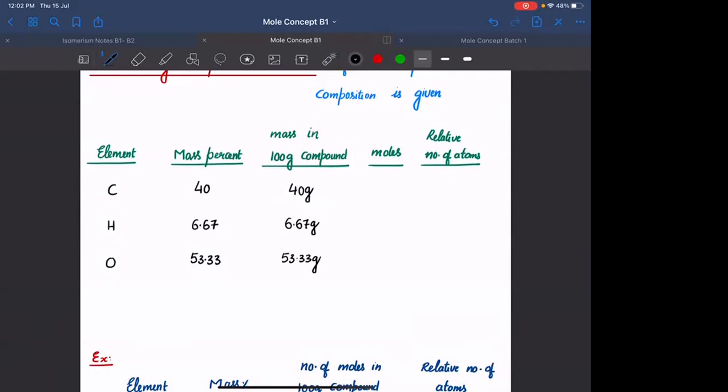What are the individual moles of it? This will be 40 upon 12. This will be 6.67 upon 1. This is going to be 53.33 upon 16. Please tell me these values, everyone. Calculate.